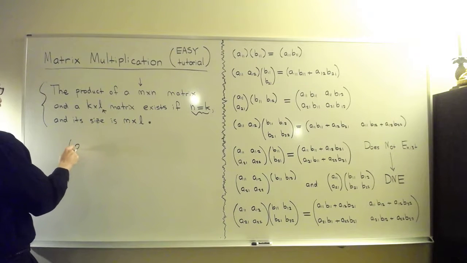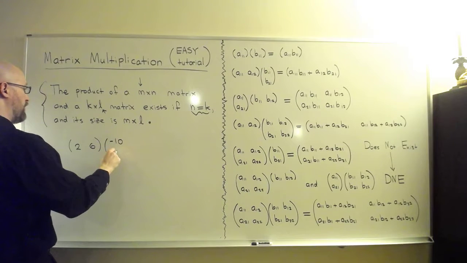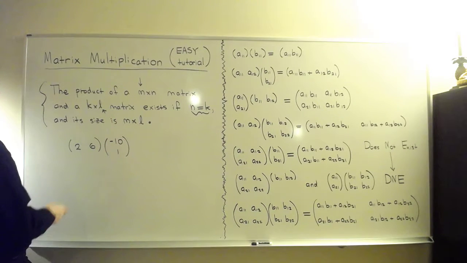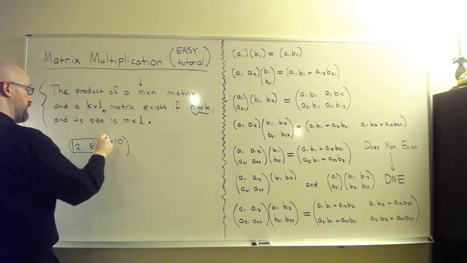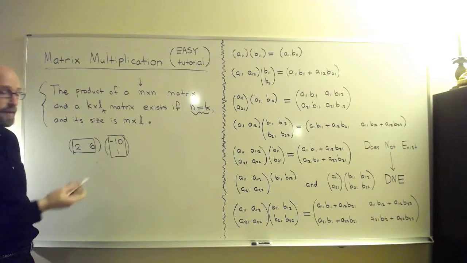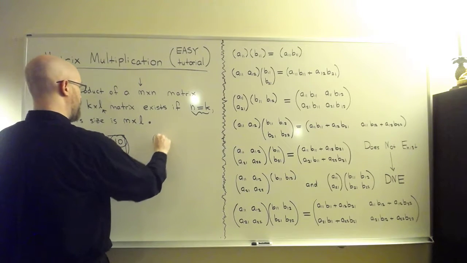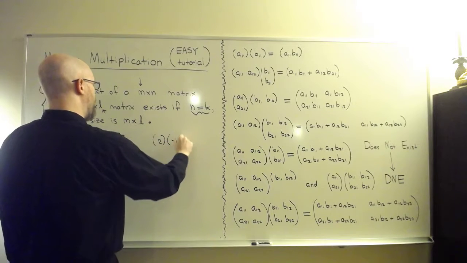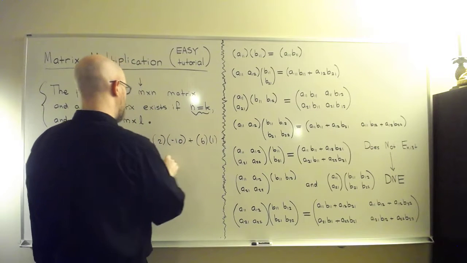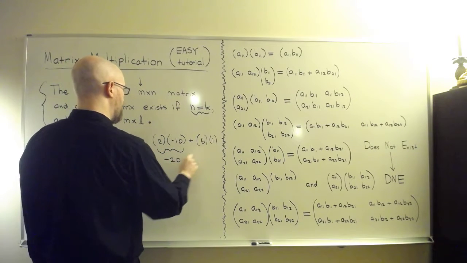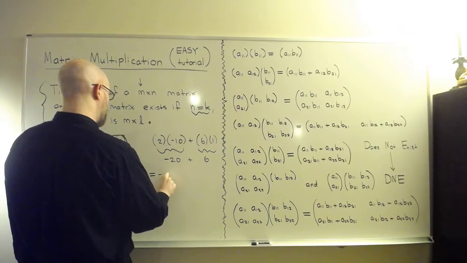I mean, I could take one with numbers that just looks like this. Say 2, 6, and then -10, 1, for instance. Multiplying these together, well, I take the first row, there only is one row. The first column, there only is one column. See, it's quite simple. I take the first entry here, the first entry here, multiply those together, 2 times -10, that gives me a -20. Second entry, 6 times 1, that gives me a 6, and they add together to give me a -14.